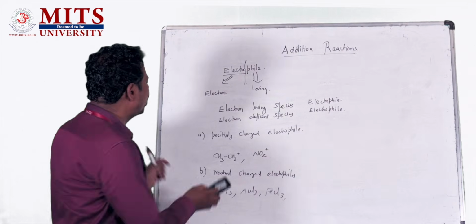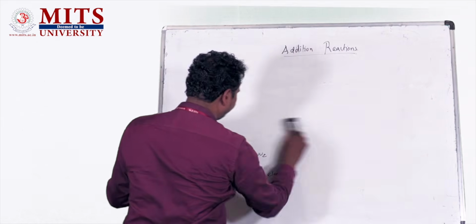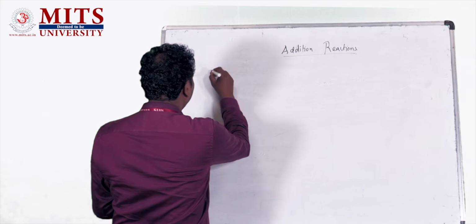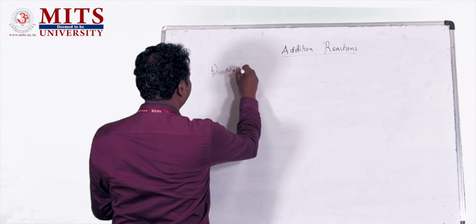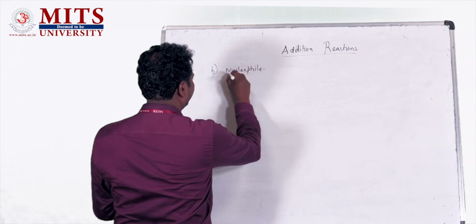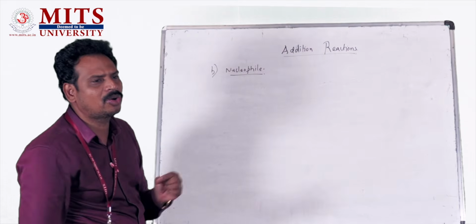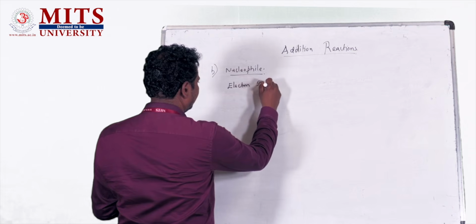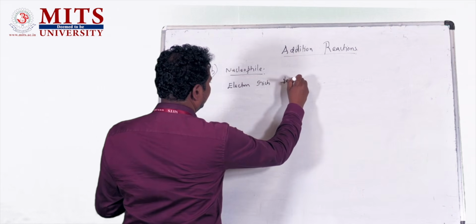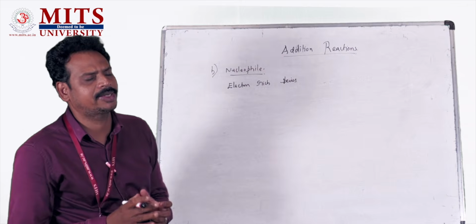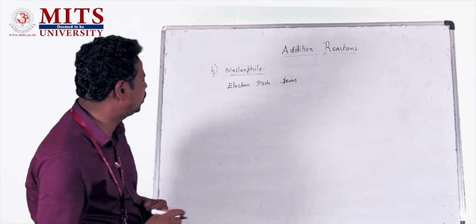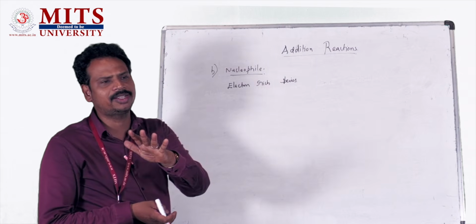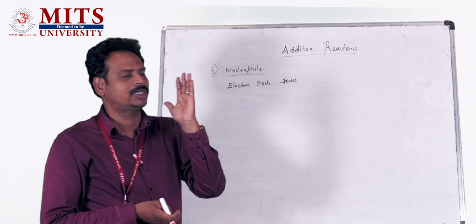The next one I'd like to move to is the nucleophile. This is otherwise called an electron rich species. An electron rich species is called a nucleophile. That is the definition. Here also you can classify it into different categories: negatively charged nucleophiles and neutral nucleophiles.